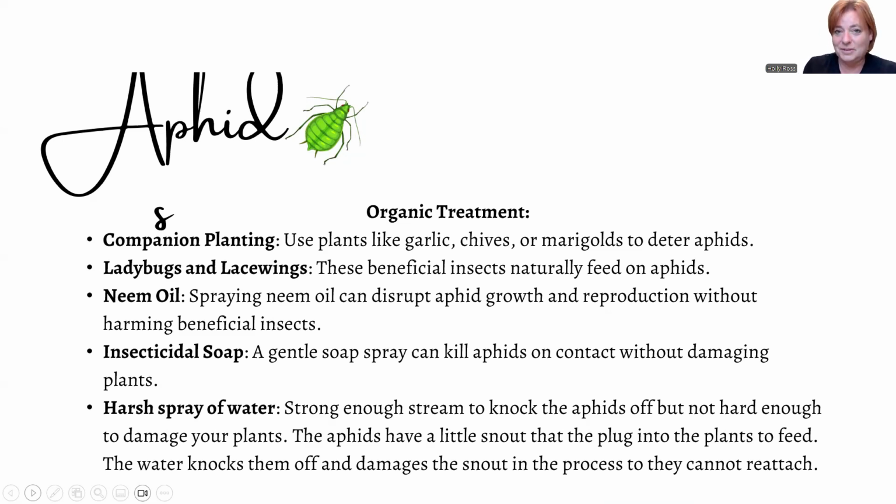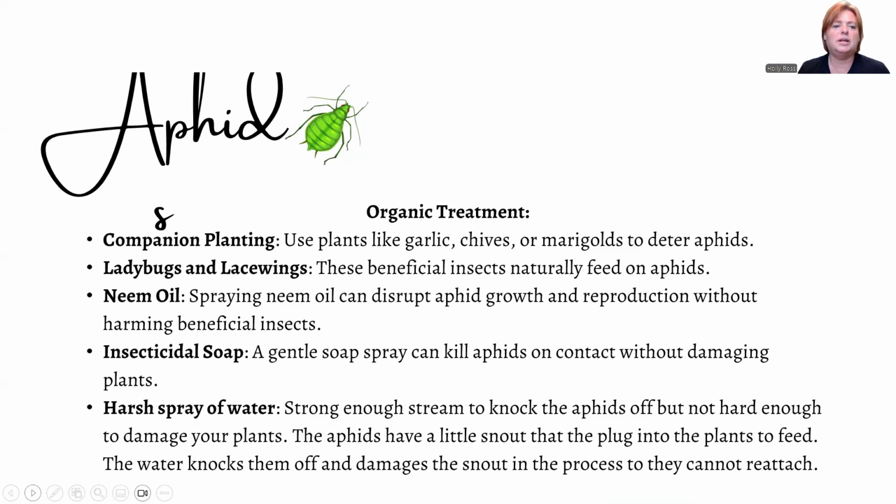So aphids are going to appear first, and then the ladybugs and the lacewings are going to come in after that. The problem can be if the aphid population gets too large, too fast before the ladybugs and lacewings show up, then you can really have a problem on your hands. And if that's going on, the next few suggestions will work. Neem oil is great. It can disrupt the aphid growth and reproduction without harming the beneficial insects. That's not to say that it's completely harmless. You want to be careful about when you spray the neem oil.